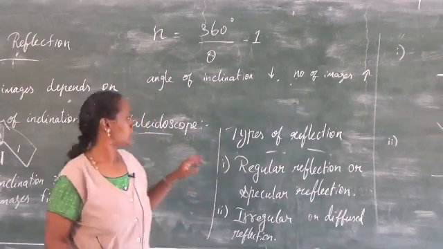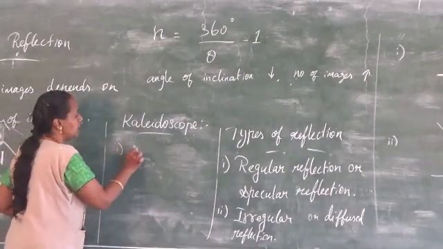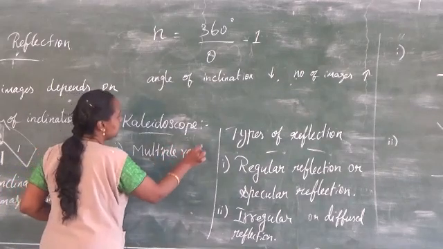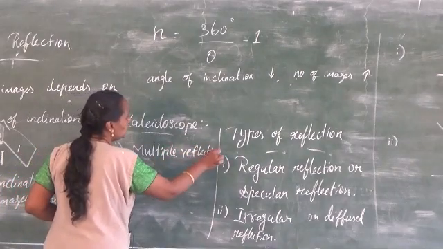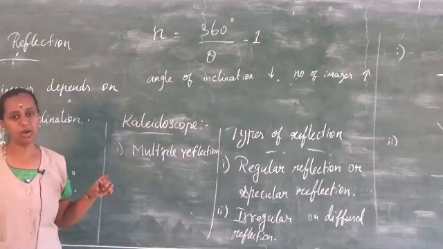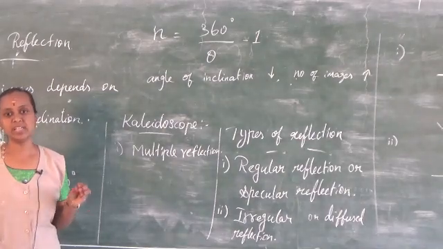The kaleidoscope works based on what principle? Multiple reflection. This is the principle behind it. As I said, multiple reflection happens only when two or more mirrors are inclined. So it forms a beautiful pattern or design. It is made up of very inexpensive materials and it is used as a toy.